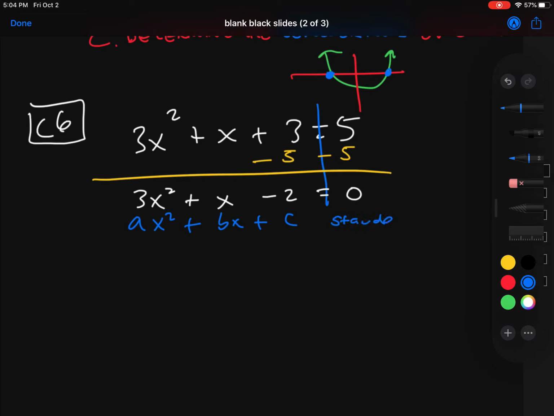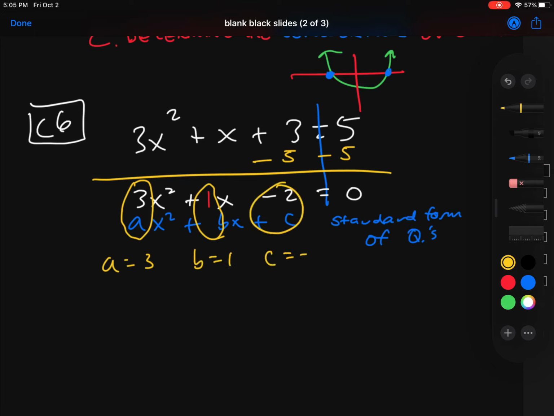Standard form of quadratics, right? And now we can identify that A is equal to 3. Okay, there's no number there, so that would be a 1. B is equal to 1. And C is equal to -2.